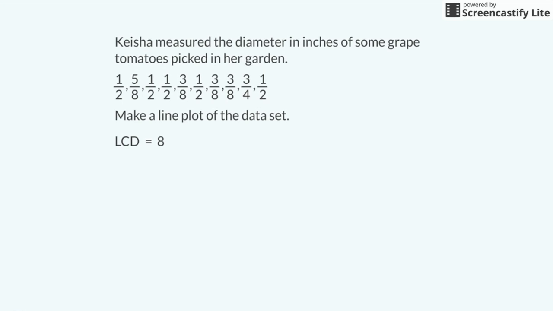Now I will write each fraction as an equivalent fraction with a denominator of 8. 1/2 is equal to 4/8, which I found by multiplying the numerator and denominator by 4. 5/8 stays the same because it already has a denominator of 8.